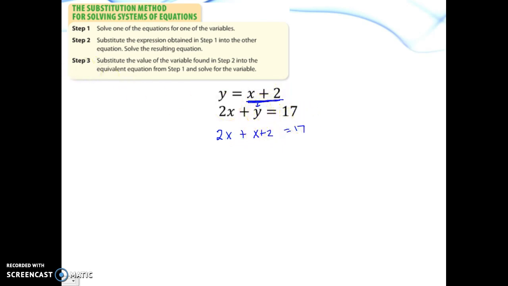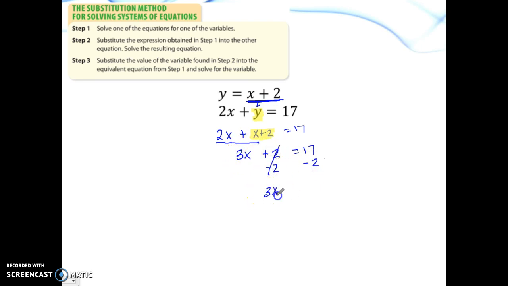Notice instead of y, I have x plus 2. I substituted in x plus 2 because now I only have one variable. Now I can solve this equation because there's just one variable that's not known. So first combine like terms, 2x plus x, to get 3x, and I still have this plus 2 equal to 17. Now using inverse operations, I'm trying to get 3x alone, so I need to do the opposite of adding 2, which is to subtract 2 on both sides.